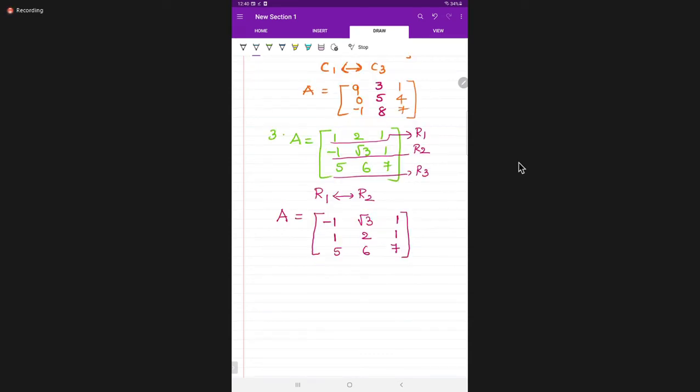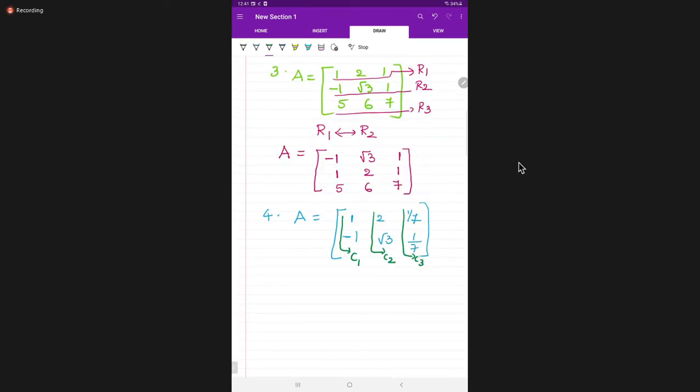Next, fourth example I'm taking. Take capital A is equal to [1, 2, 1/7; -1, 3, 1/7]. Students, listen carefully. This is C1, this is C2, and this is C3.